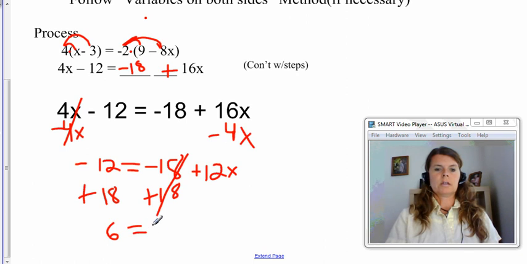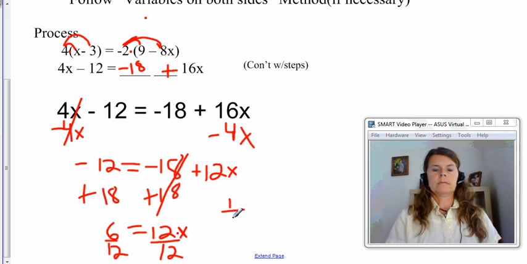Now, it's easy to say, oh well, the answer is 2. Well, think about it. 12 times 2, is that 6? No, it's not. So you have to get the x by itself, so we have to get rid of that 12 being times. You divide. And 6 divided by 12 is not 2, but it's 1/2. So you get 1/2 equals x, and the 12s cancel.